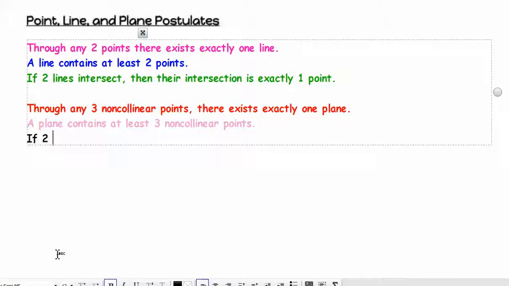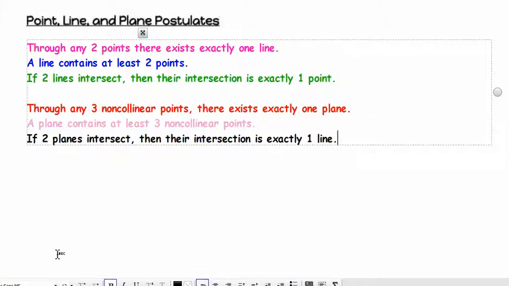And our 6th: if 2 planes intersect, then their intersection is exactly one line. You'll remember in class when we talked about intersections of planes yesterday that we likened it to imagining the floor as one plane and the wall as one plane, and where the floor and the wall meet, that corner that it creates all along the bottom of that wall, that line where we would put a piece of baseboard, that's what this is illustrating. If two planes intersect, like the floor and the wall, then their intersection is exactly one line.